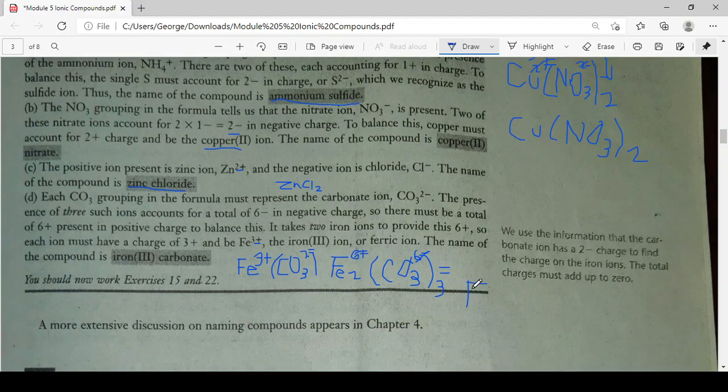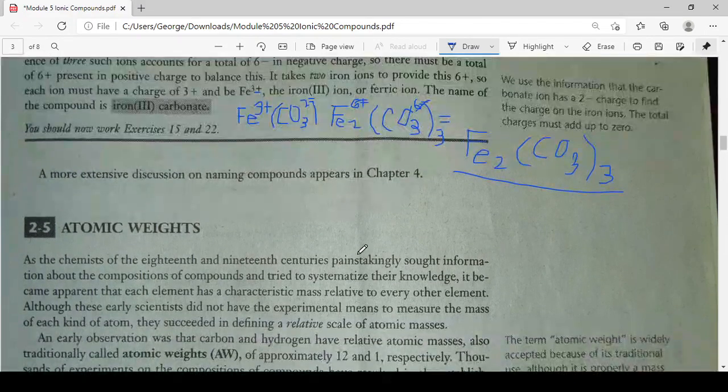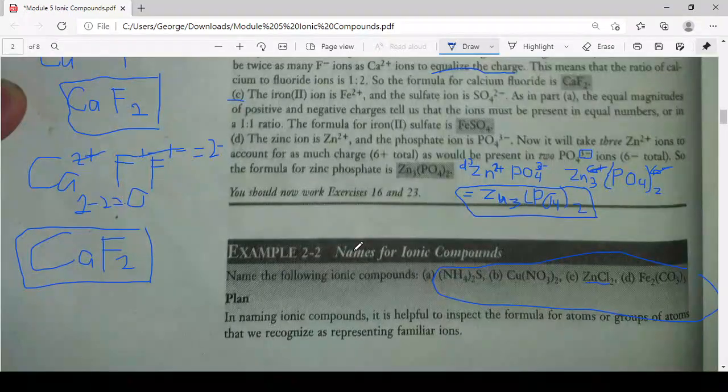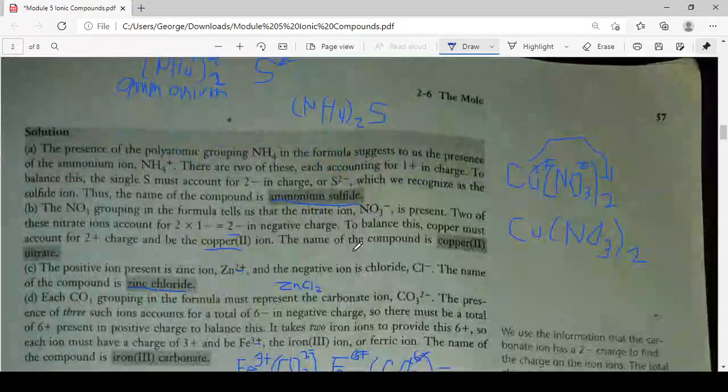Fe2 (CO3)3. And how do you read this as? It is read as iron 3 carbonate. Iron 3 carbonate. So now that we have discussed how you name your ionic compounds and how you write their formulas, we now proceed to your atomic weight.